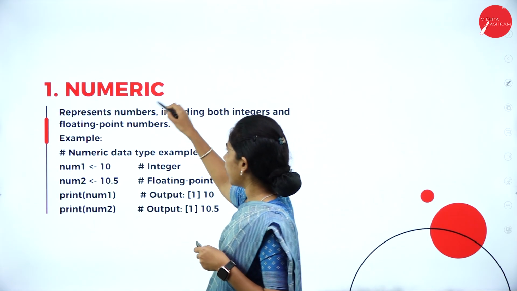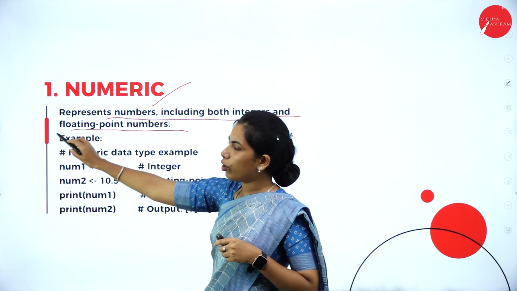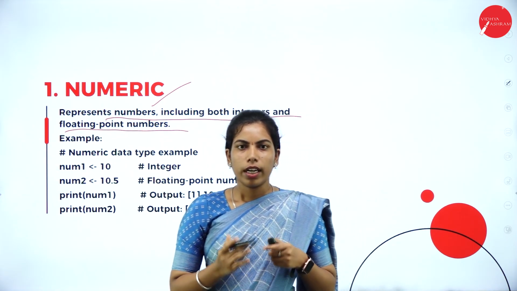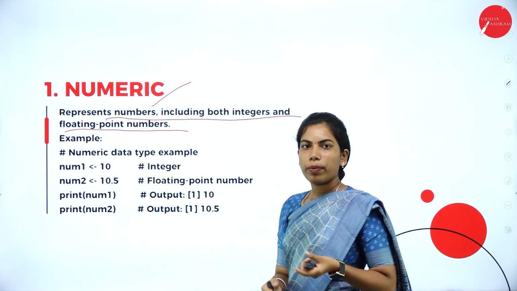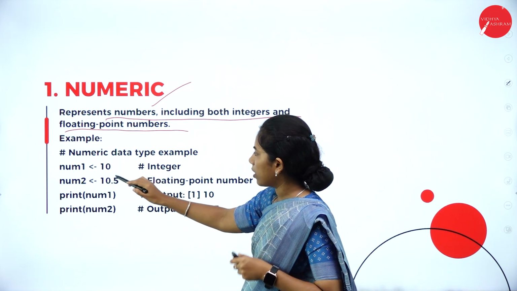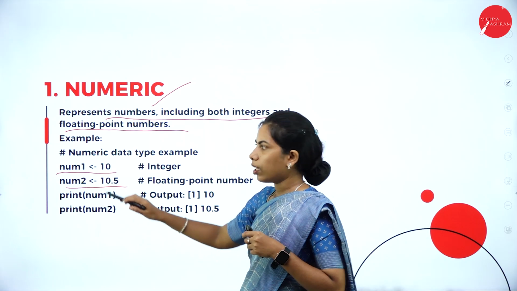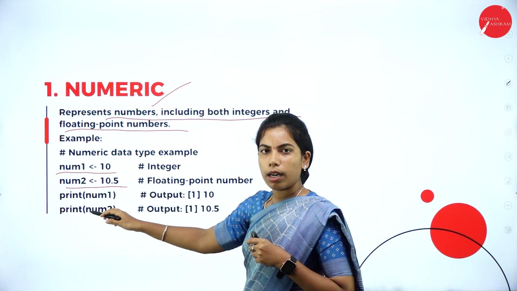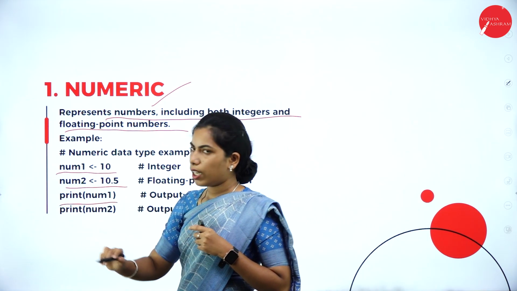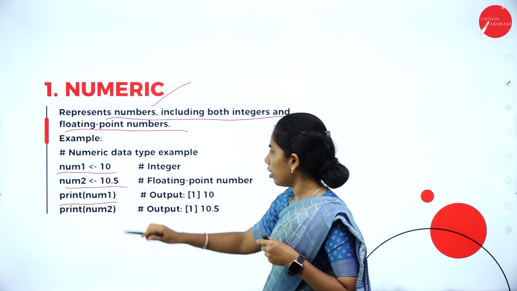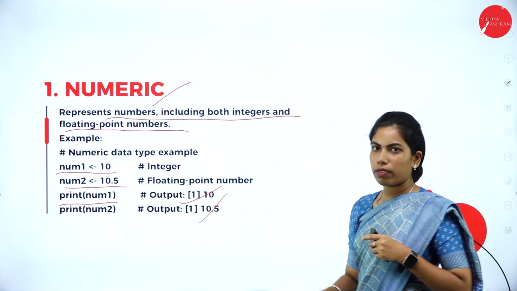The first one is the numeric data type. It represents numbers, including both integers and floating points. As I already told, it reads normal integers and floating points, and it is called the numeric data type. So here you can see one example. I declare num1 and num2. The num1 carries 10, and num2 is 10.5. When I print num1 and num2 using the print function, what is the output? The first one is 10 and the second one is 10.5.